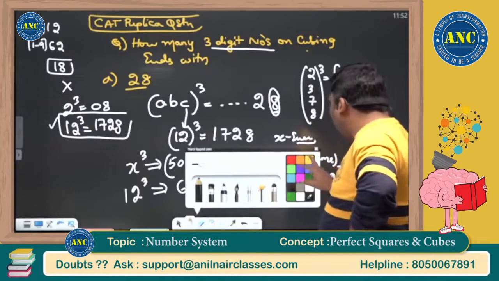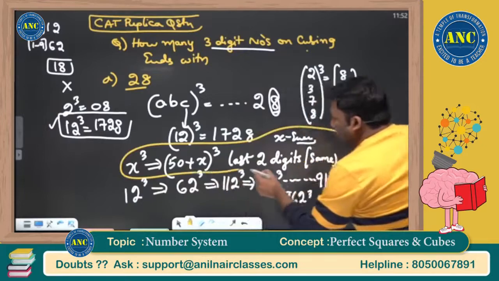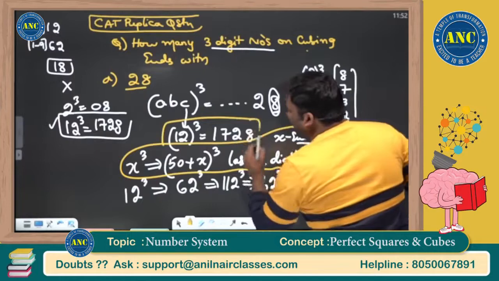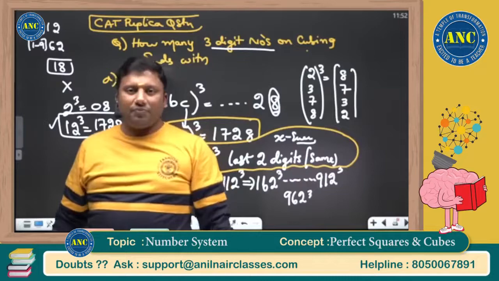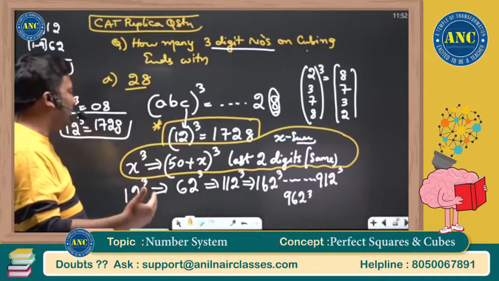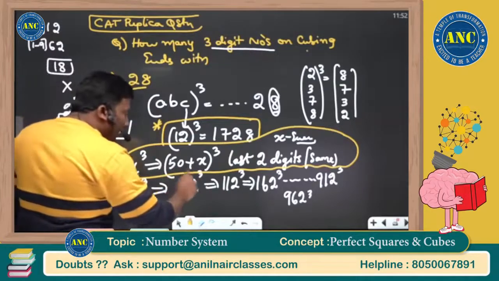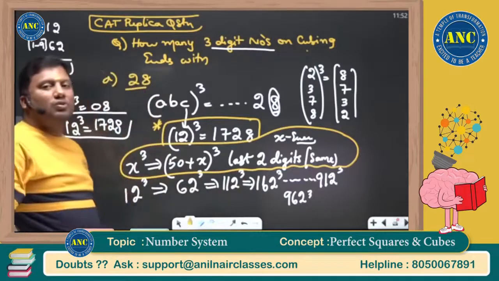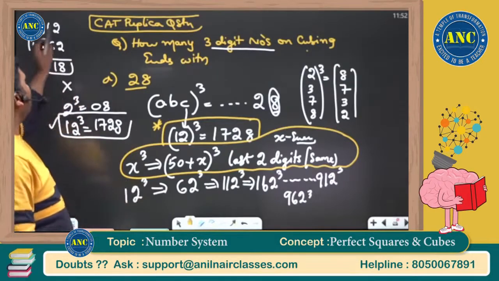The student who knows this logic can do it in less than 1 minute. The only thing is, you have to find the lowest number whose cube ends with 28. Once we get the value of x, it is nothing but keep on adding 50. x is 12. 50 plus 12 is 62. 62 plus 50 is 112. 112 plus 50 is 162. 162 plus 50 is 212, and so on. So I got the lowest two-digit numbers 12, 62.